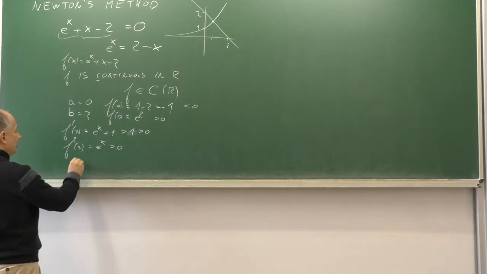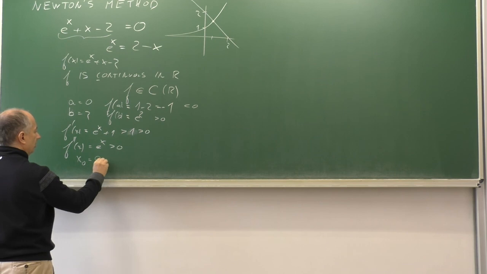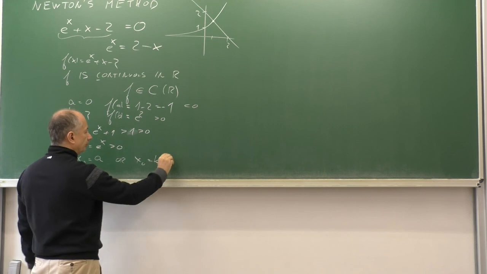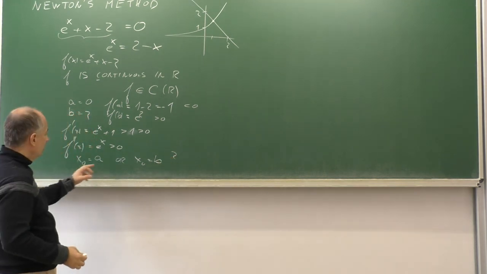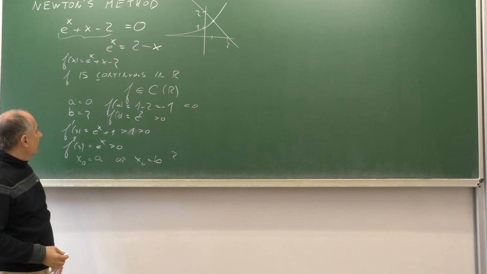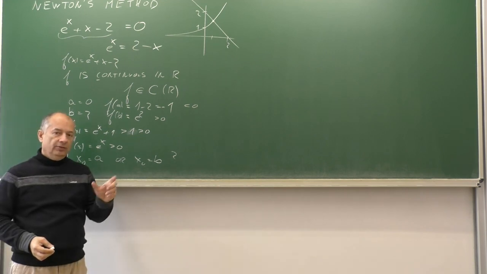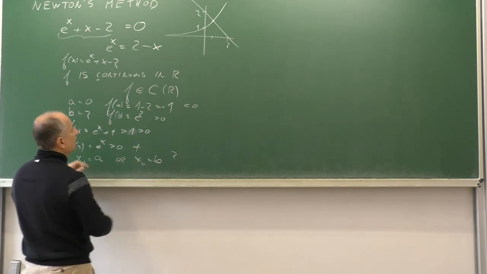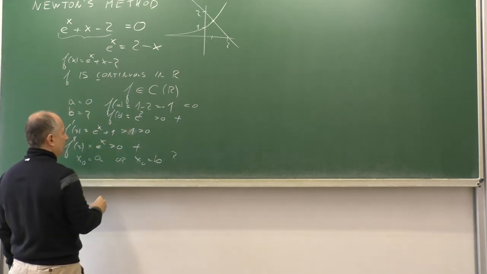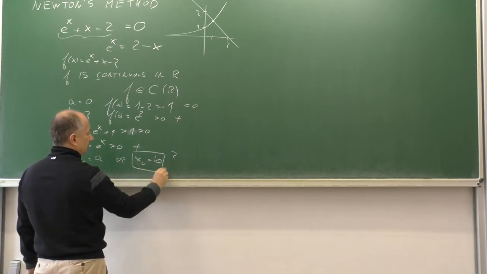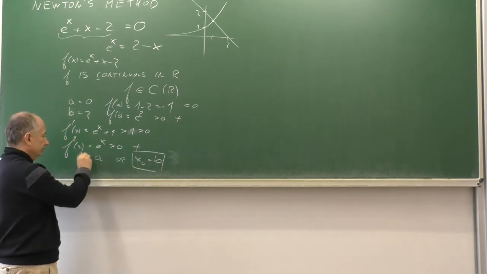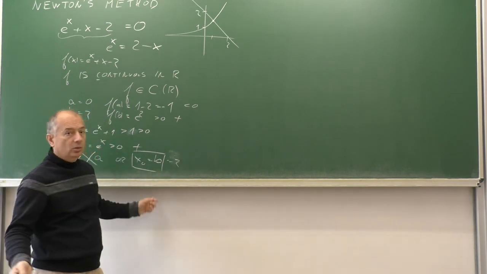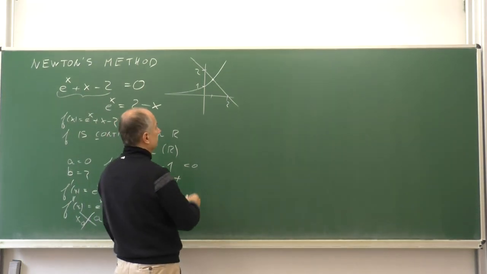And now the question is whether the initial approximation should be A or B. And we choose such endpoint so that the sign of the second derivative and the function value is the same. The second derivative is positive, the function value is positive for B, so we take x0 is B. That is 2. And we can start the actual computation.